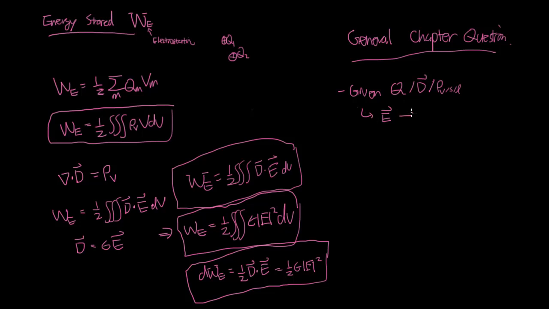And then after that, you might be asked to find two things. Once you have the electric field, you might be asked to find the potential. Then you would take the integral of E dot dl to find the potential, or separately, you might be asked to find the energy stored in this system of charges, in which case you would do the volume integral as described here.